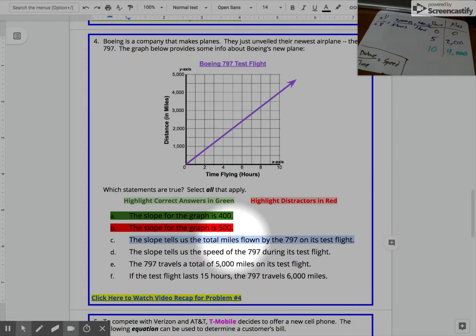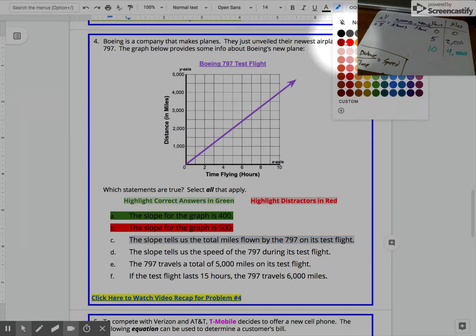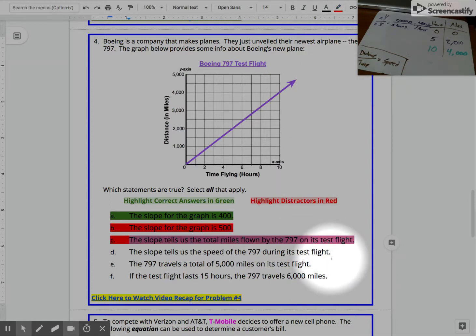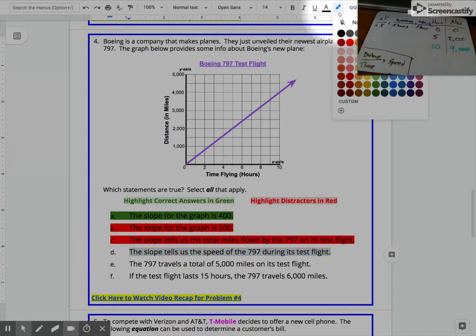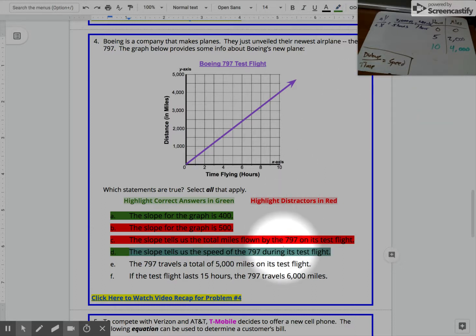Part C says the slope tells us the total miles flown by the 797. Slope is always going to describe unit rate, how two variables change with each other. It's never going to describe just one point in time. So it won't tell us the total miles flown. If you do distance divided by time, however, you do find speed. Here we find 400 miles per every 1 hour. That is indeed telling us the speed for the flight. So here, slope was providing information about the speed, or the miles per every hour of this flight.